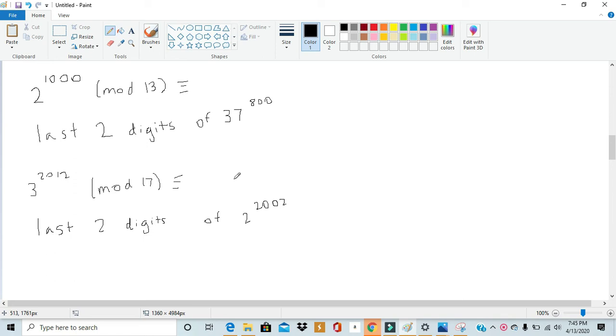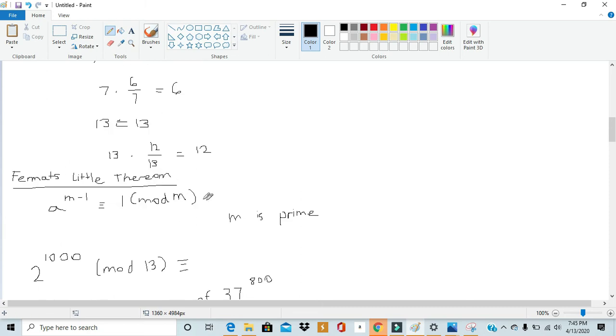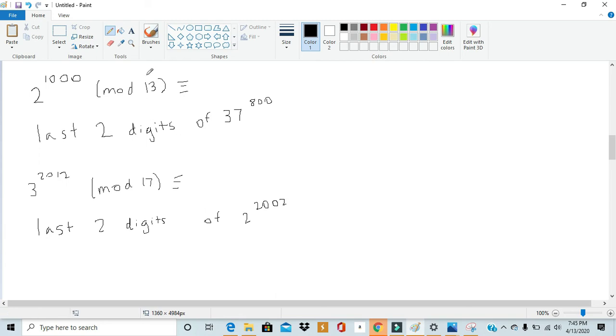So hopefully by now you have answers for these problems. So let's go over the solutions. Now, looking at this problem, we see that we're trying to find the mod of a prime number. So which of the theorems did we use involves prime numbers? Fermat's little theorem. Fermat's little theorem tells us that if M is prime, then A to the power M minus 1 is 1 mod M.